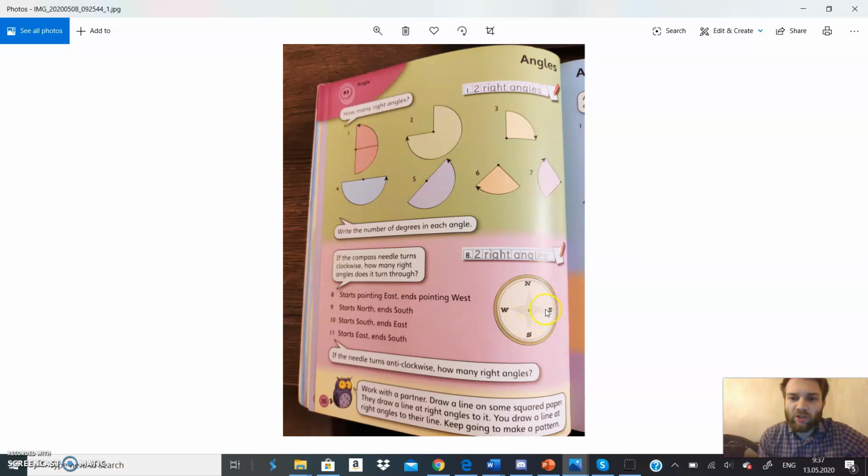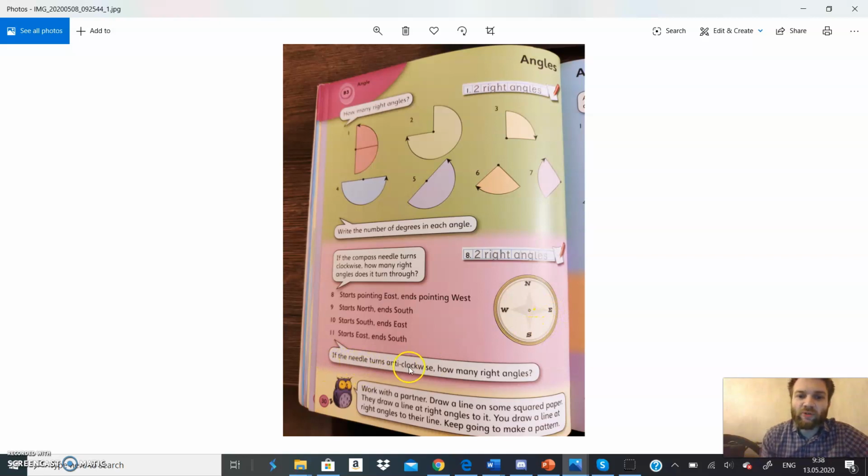Yeah. So it starts at east and it will go 1, 2. So to start at east and get to west, how many right angles? 1, 2. It just means how many times do you move to get to the place you need to go to. So number 9, it starts at north and finishes at south. So 1, 2. So at south and east. 1, 2. And 11 start east and south.